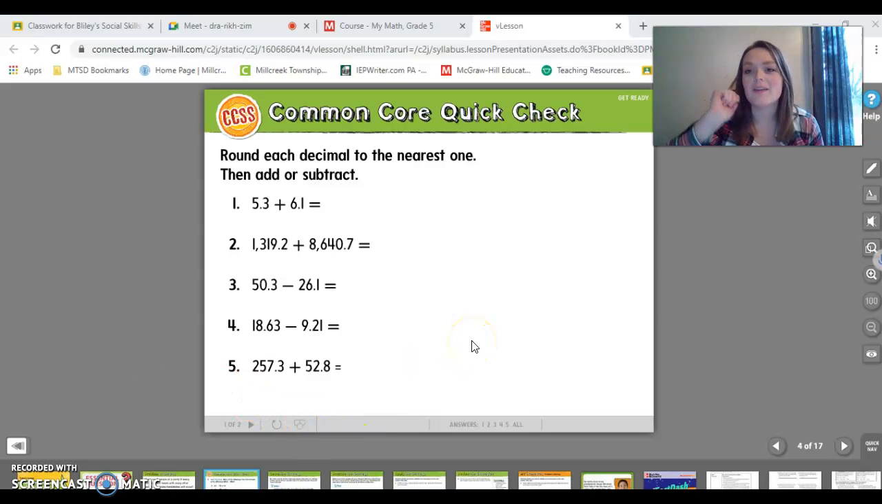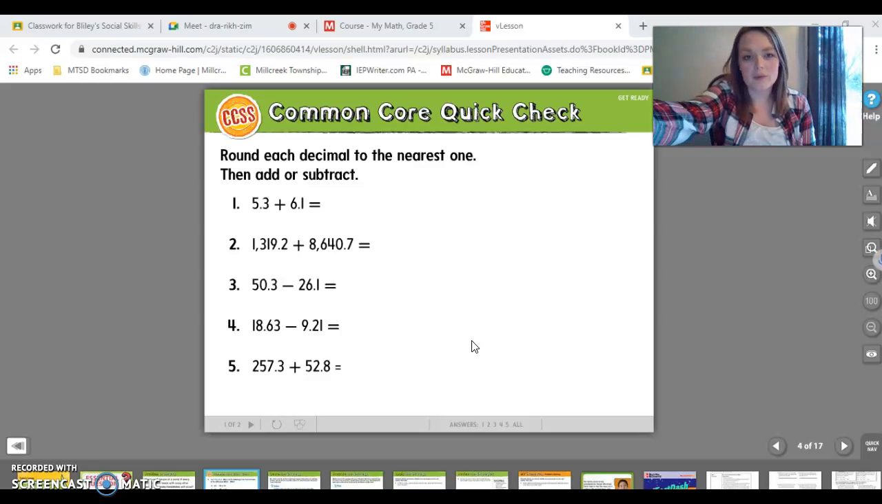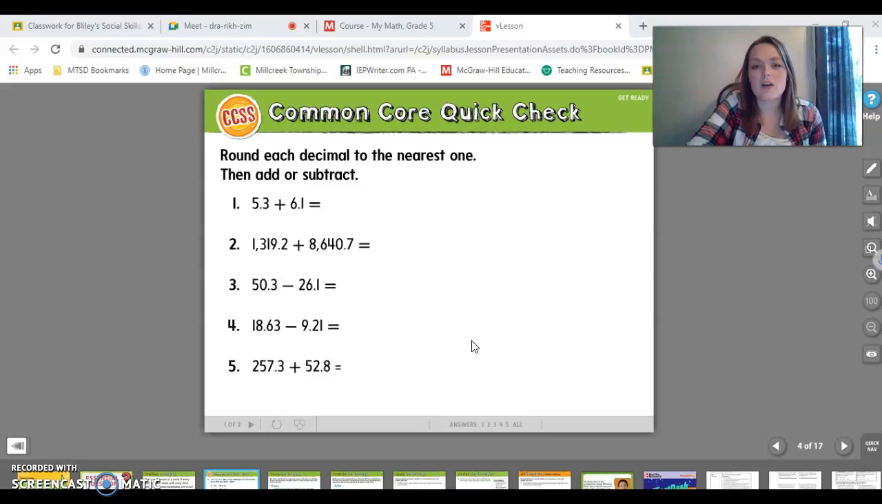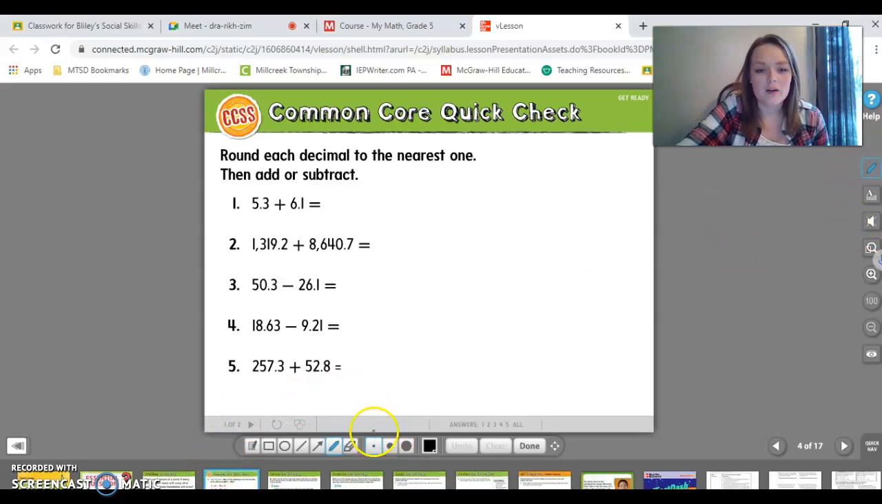All right, today we are on lesson 3, chapter 5. This is just a review from yesterday. It says round each decimal to the nearest 1 and then add or subtract. Okay, so let's look to the nearest 1. So we're going to look in the ones column. I'm going to look at my 3. Am I going to bump it up or keep it the same? 3. I'm going to drop it off, right?